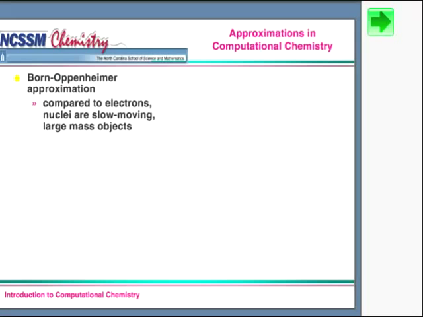The Born-Oppenheimer approximation says the following. As compared to electrons, nuclei are really, really large objects. They're huge as compared to an electron. And because they're so big, they move very slowly as compared to the electrons. The electrons move incredibly fast. Nuclei, comparatively, move very slowly, and so because we have this huge difference between very fast moving electrons and very slow moving nuclei, we make the approximation that the nuclei don't move at all. We pretend, in this approximation, that the nuclei are fixed in space.